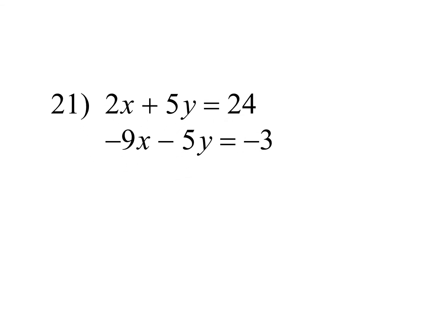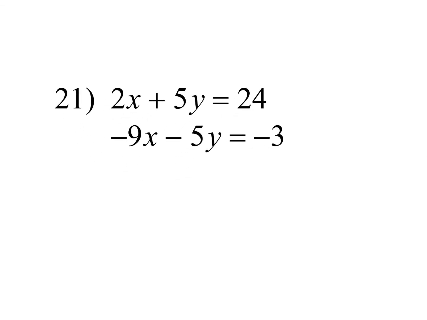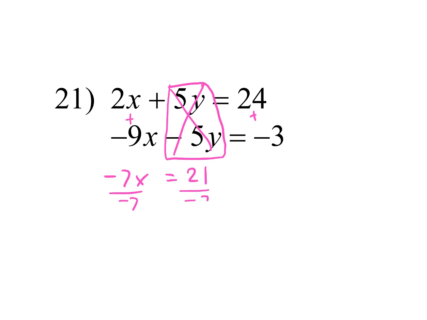Let's do 21. Do I have a variable that'll cancel out right away? Yes. Which one? 5 and negative 5. So the 5y and negative 5y will cancel, so I can just go ahead and add everything together. So what's 2x minus 9x? Negative 7x. And what's 24 minus 3? And then what should I do next? Divide by negative 7. So what's x equal to? Negative 3.